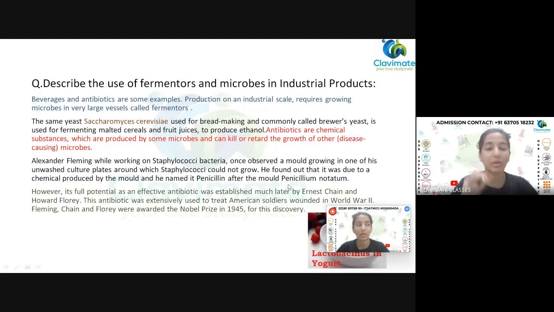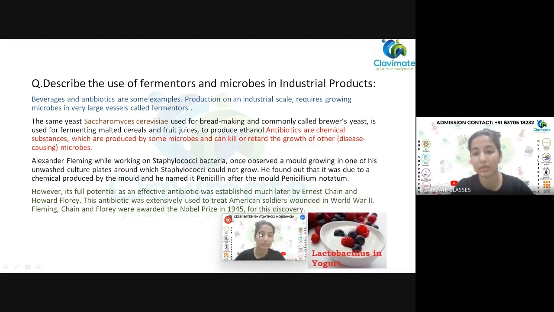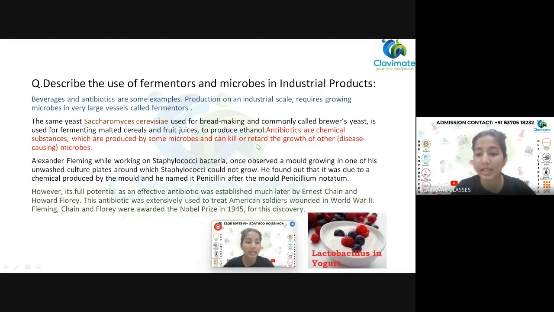Next, we talk about the use of fermenters and microbes in industrial products. Beverages and antibiotics are produced this way. So microbes are used in the drinking process and in medicines also. As you can see, lactobacillus in yogurt is written here.